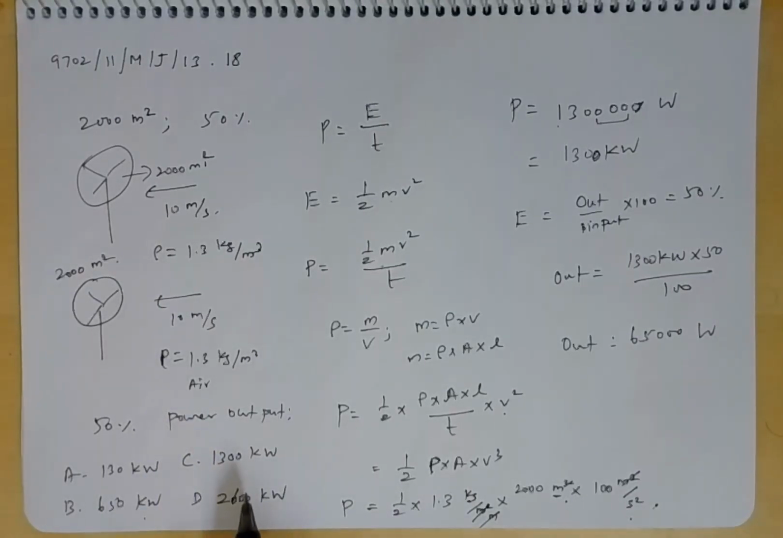Is there any SI unit? Kilogram per meter cube, meter square, kilogram, 10 meter per second. Yeah, density is given in kilogram per meter cube only. This is also given in meter per second only.